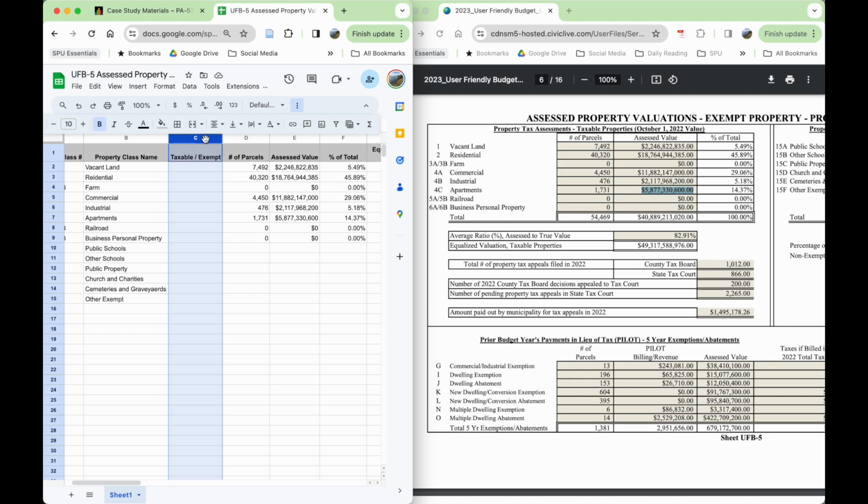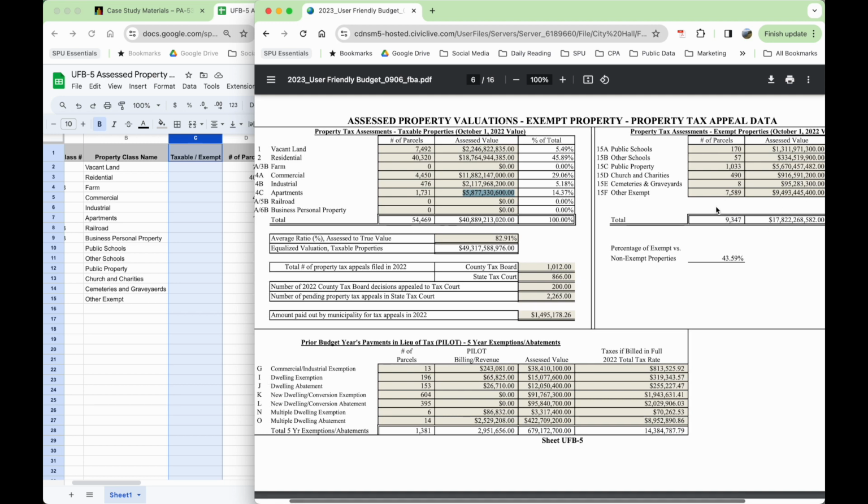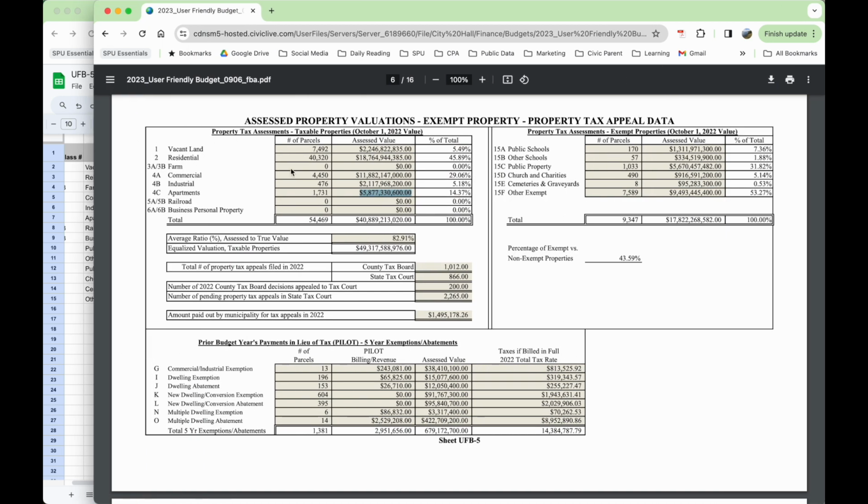and what I want to do is return to this column C because I want to point something out about how this sheet is broken out. What this sheet does is it shows the taxable property on the left side of the sheet and then the tax exempt property on the right side of the sheet. And this calls our attention to the fact that a community has a mixture of both taxable and tax exempt property.